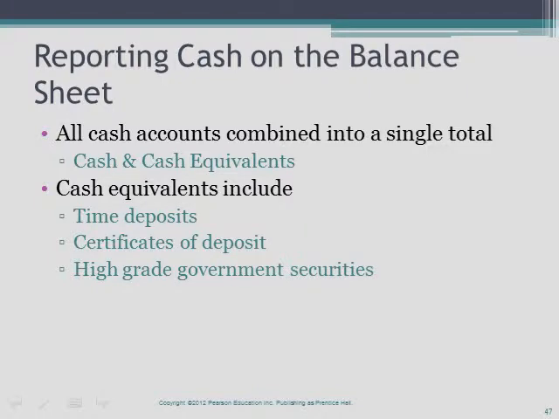Most companies have numerous bank accounts, but they usually combine all cash amounts into a single total called cash and cash equivalents. Cash equivalents include liquid assets such as time deposits, certificates of deposit, and high-grade government securities. These are interest-bearing accounts that can be withdrawn with no penalty, or interest-bearing securities. Slightly less liquid than cash, cash equivalents are sufficiently similar to be reported along with cash.